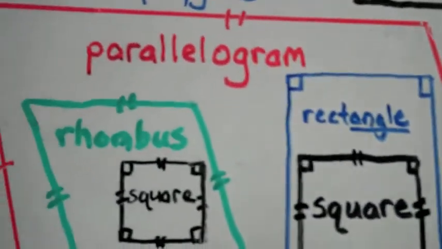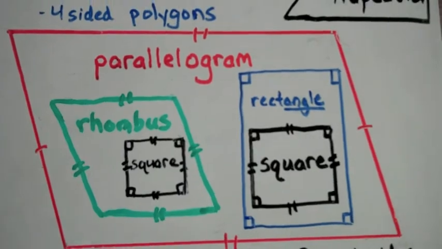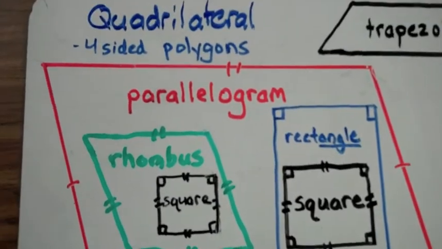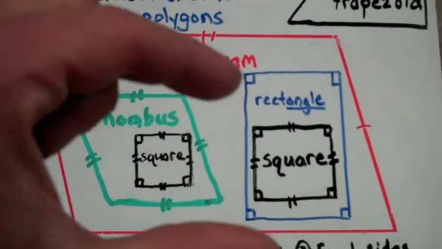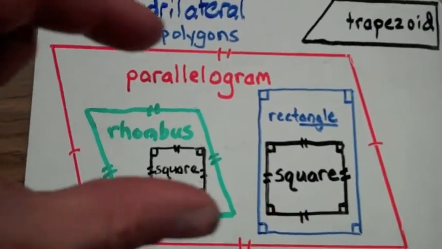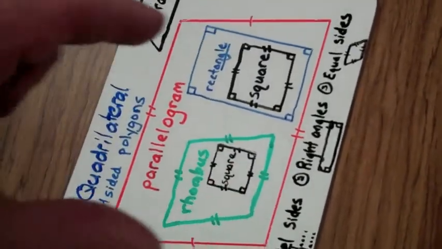Okay? So within the quadrilateral family, we have a parallelogram. Again, a parallelogram is a quadrilateral because it has four sides. But it's special because its opposite sides are parallel. If they kept on going, they would never touch.